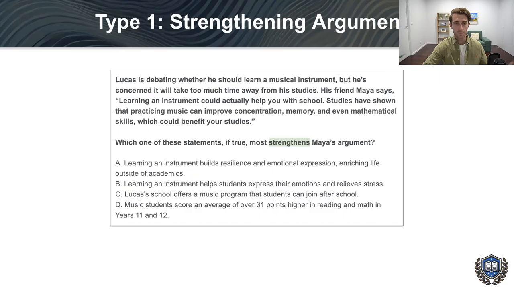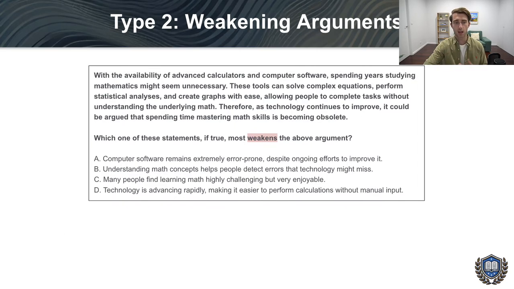What are they? The first one is strengthening arguments. These questions give you a passage of information and you have to pick the statement that most strengthens the argument. So that's the first type. The second type we'll be looking at today is weakening arguments. You can see both of these questions are really testing the same thing: your ability to choose a statement that either strengthens or weakens an argument.